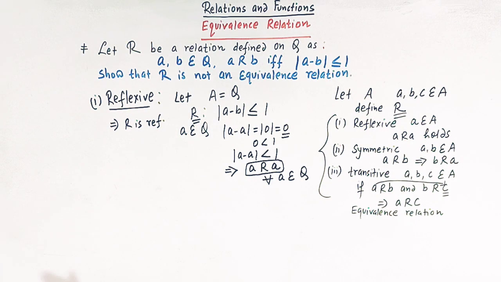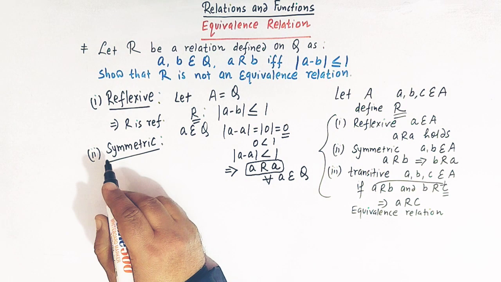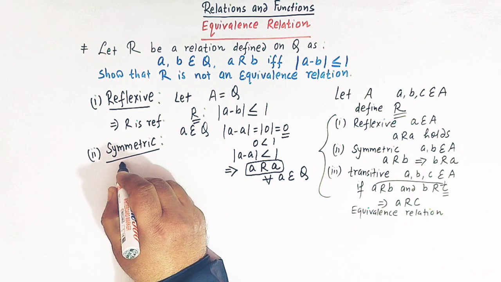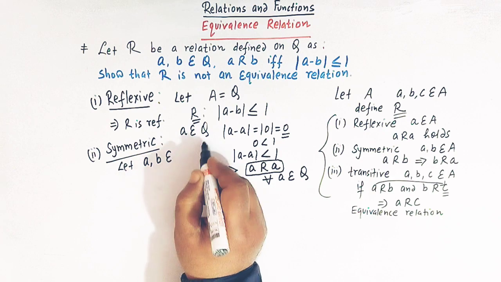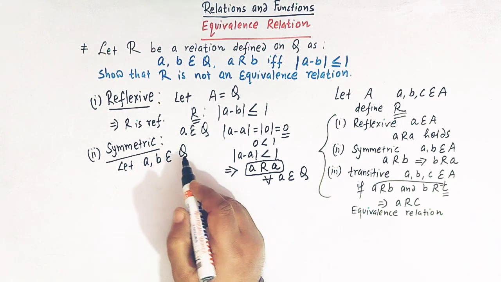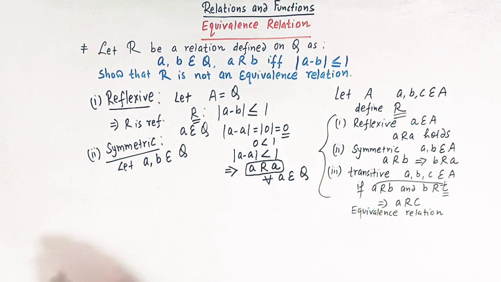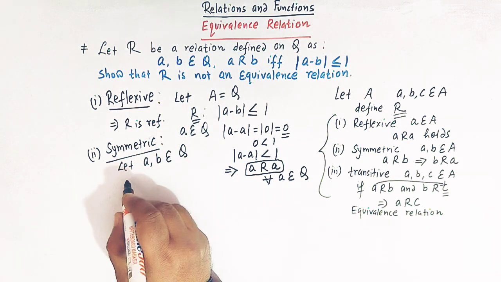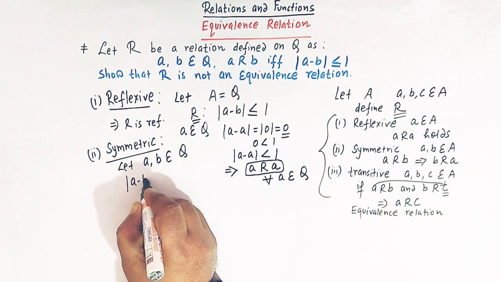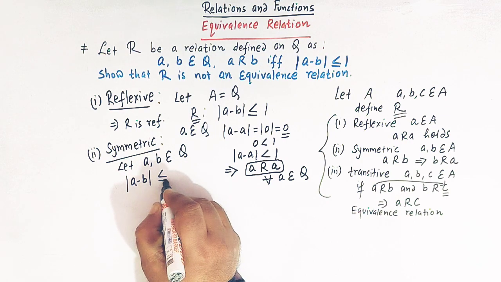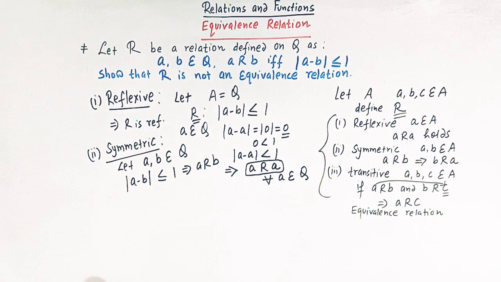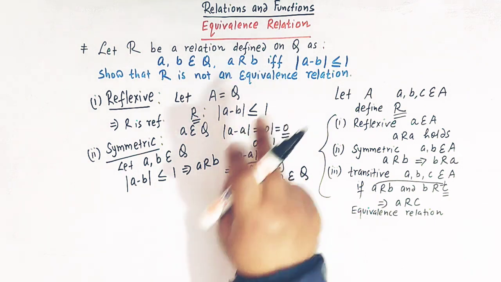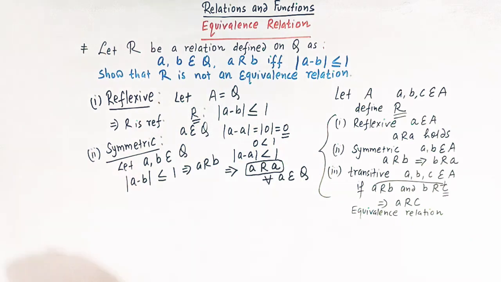Now let us consider the symmetric relation. To consider a symmetric relation, let us consider two rational numbers, A and B, belonging to the set of rational numbers. Now this relation R is defined as mod of A minus B is less than or equal to 1. So it implies that A is related to B, which is our definition of relation R.